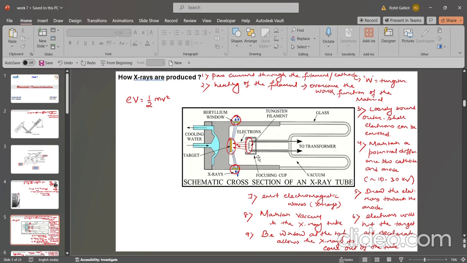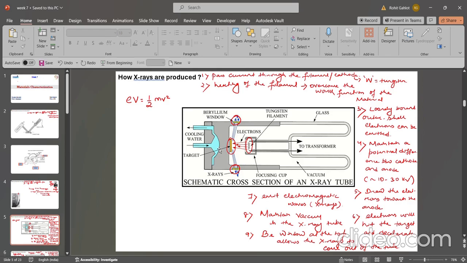When the potential difference between your cathode and the anode is around 10 to 30 kV, these electrons start to be drawn out from the cathode towards the anode, and then these electrons will hit your target. This is your target, and then they start to decelerate. Why they decelerate and what happens in that, we will be discussing in a later section. After that, they start to emit electromagnetic waves, due to which the X-rays are generated.